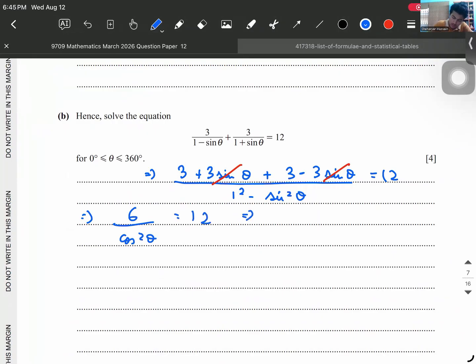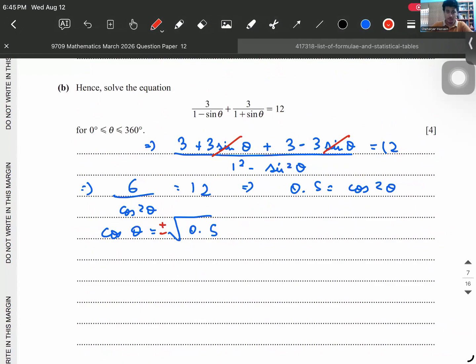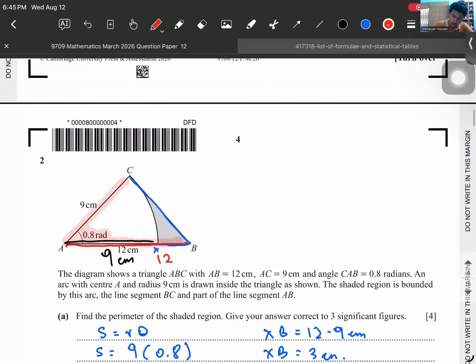Solving this further, we get 0.5 equals cos square theta, right? So cos theta turns out to being under root of 0.5. And we need to remember, whenever there is an under root, there are plus and minus signs. One more thing, your calculator should be back in degree mode. And if we look above for the previous question, I forgot to tell you that your calculator needs to be in radian mode.